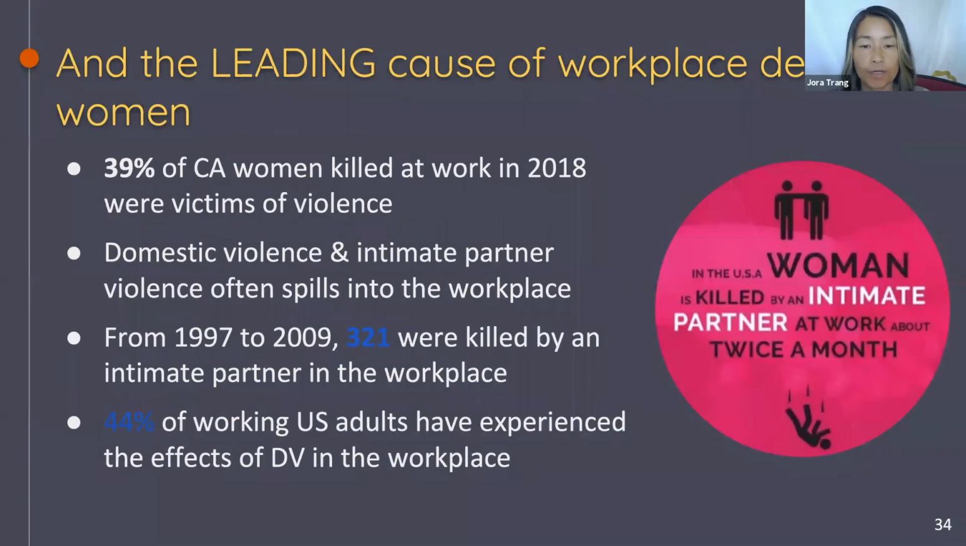For women in California, violence is actually the leading cause of workplace death, 39%, followed by transportation, which is 26%. Domestic violence and intimate partner violence often spills into the workplace. From 1997 to 2009, 321 people were killed by an intimate partner in the workplace. And 44% of working US adults have experienced some kind of domestic violence effects in the workplace, either as a coworker or as a victim.